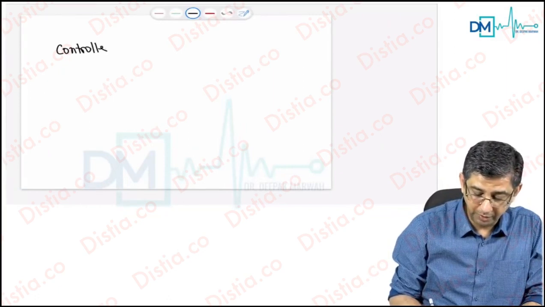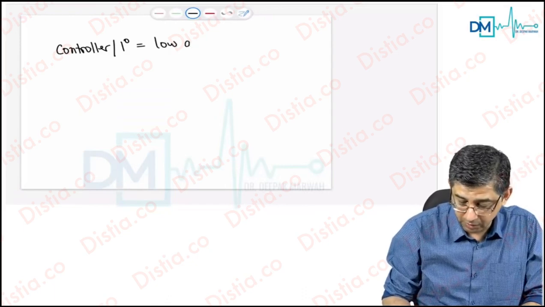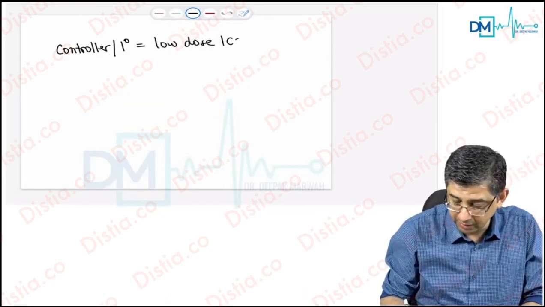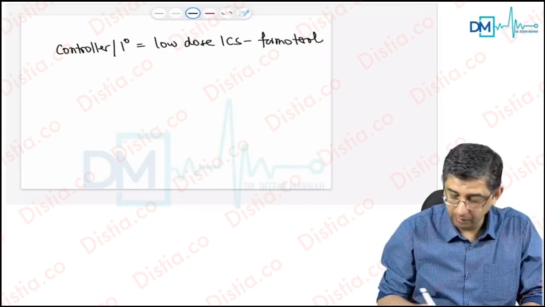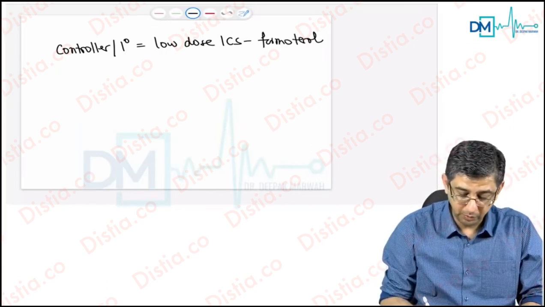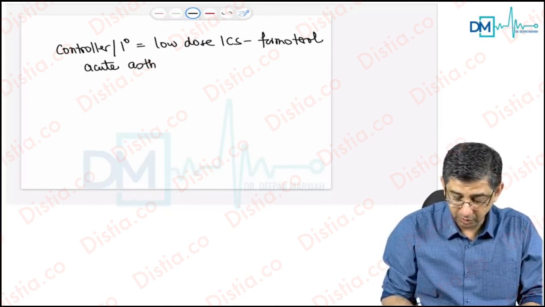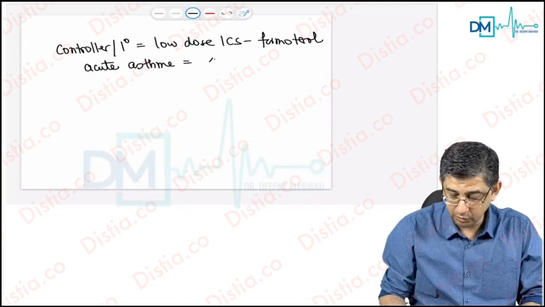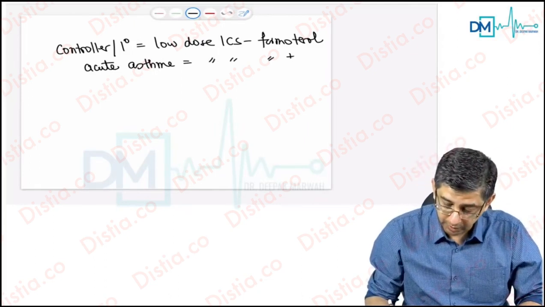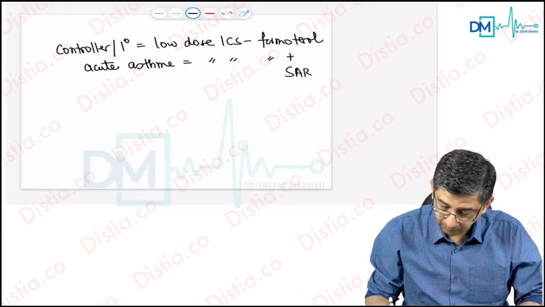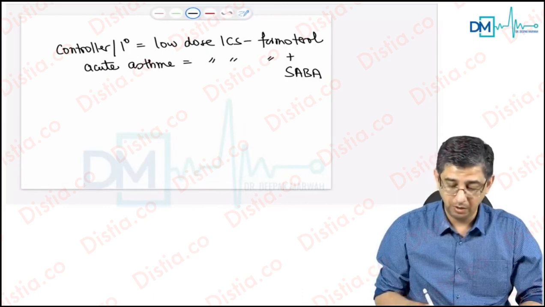One is the controller medication, which is used for prevention. The answer would be given as low dose inhaled corticosteroids with formoterol. If he talks about acute exacerbation or just says the word acute asthma, the answer should still be given as low dose inhaled corticosteroids, formoterol, to which you can add SABA and then add even oral corticosteroids in a patient.